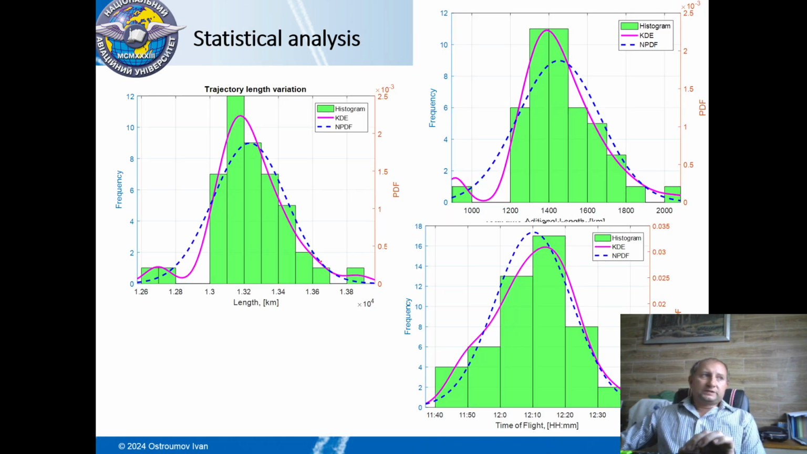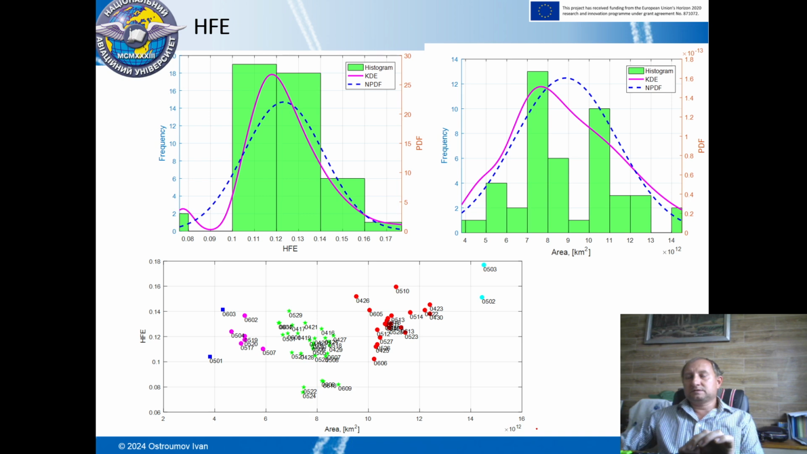Then we perform statistical analysis. Here you could see histograms of total flight lengths, additional flight lengths, and total flight time for all 45 trajectories. And then we estimate horizontal flight efficiency coefficients by the classical formula and by area. And here you could see that there is a quite tricky thing, because it helps to identify huge side deviations.